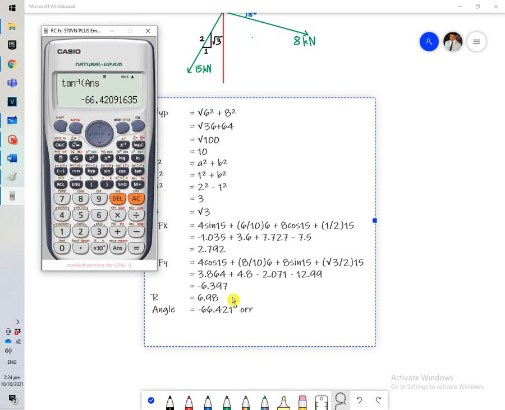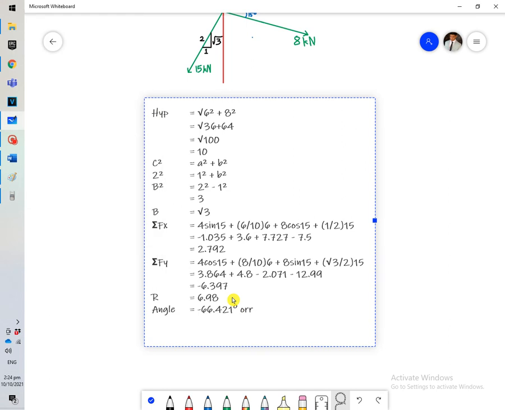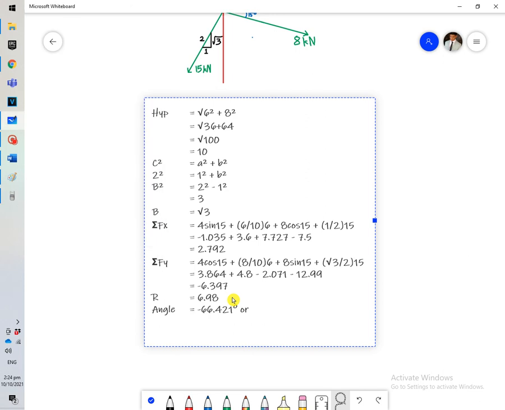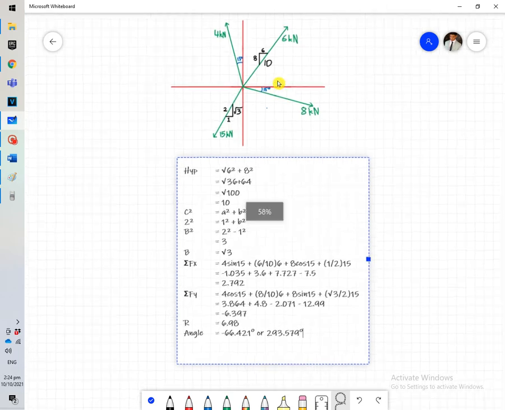Or, ba't dalawang or? Sanay ako sa chat, sorry. Or, plus 360, or 293.58 degrees from the x-axis. So, yun ang final answer natin.